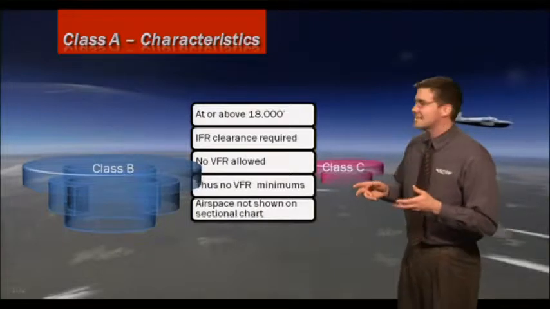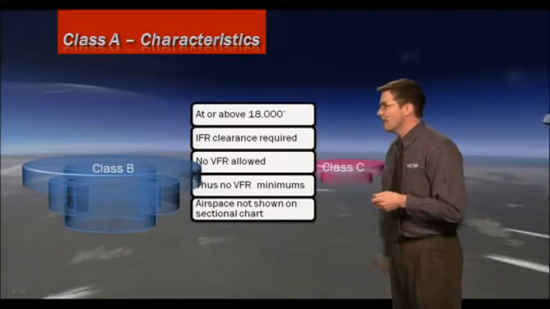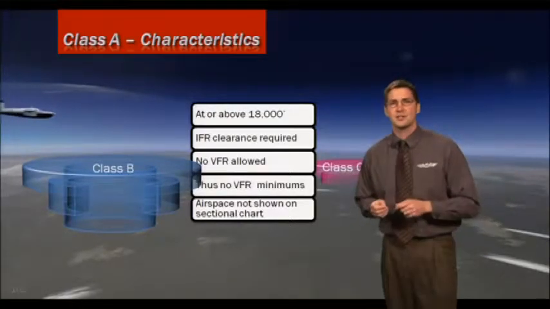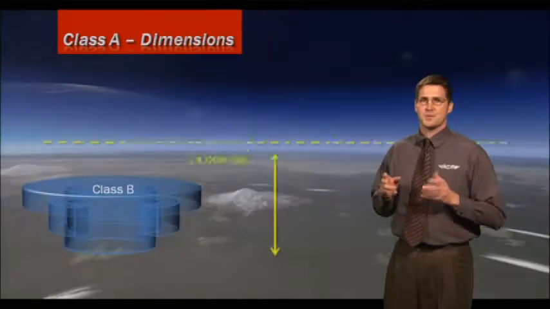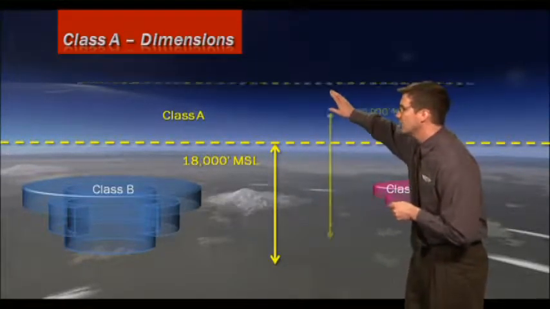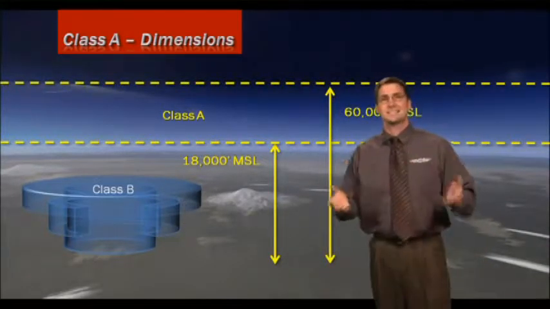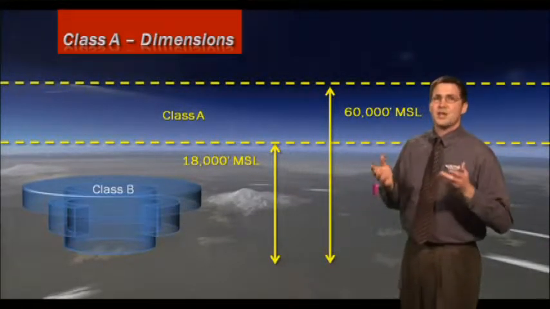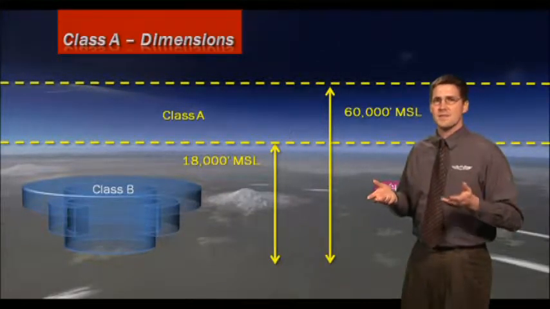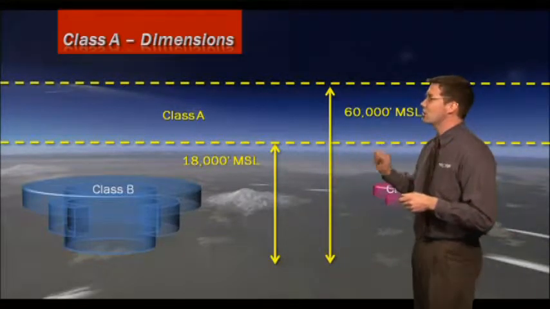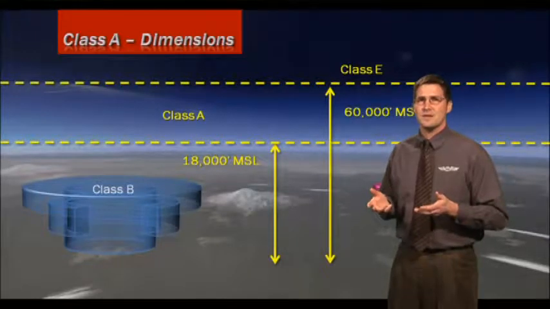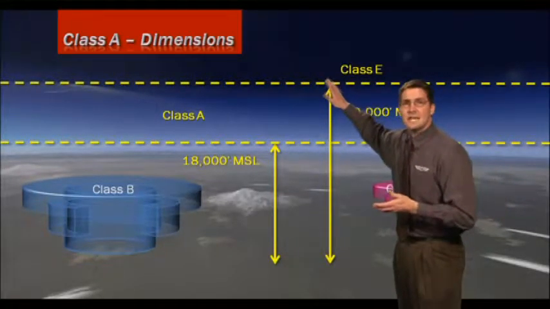Now, as you can see, Class A airspace lies above the other controlled airspace that we've talked about in this lesson, so the airspace is not even shown on a sectional chart. Class A airspace begins at 18,000 feet MSL and extends up to and including flight level 600, or 60,000 feet MSL. Now you can think of Class A airspace as above because it's all high altitude airspace. It's also the only airspace not shown on the sectional chart. Now if your airplane climbs higher than 60,000 feet, you would actually re-enter Class E airspace.